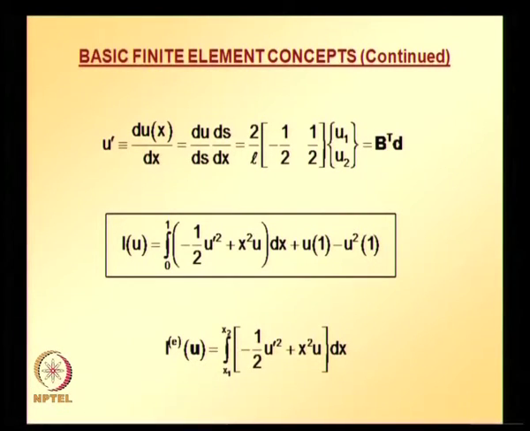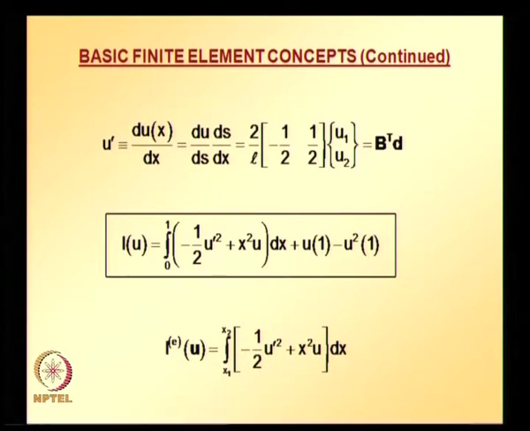Okay. So, now what we will do is, if you see this equation, you have u prime and u, and now you can substitute u prime in terms of B transpose D and also u in terms of N transpose D, and we can simplify these terms. First let us see what is u prime square.